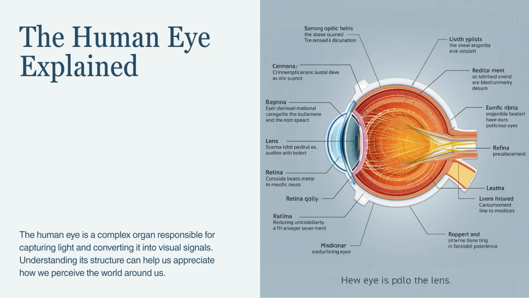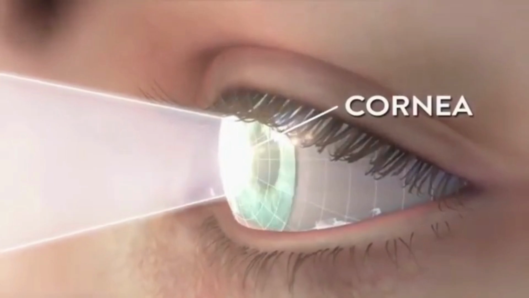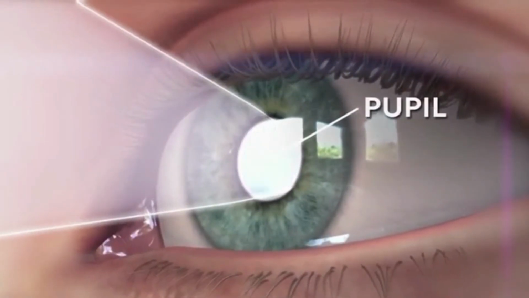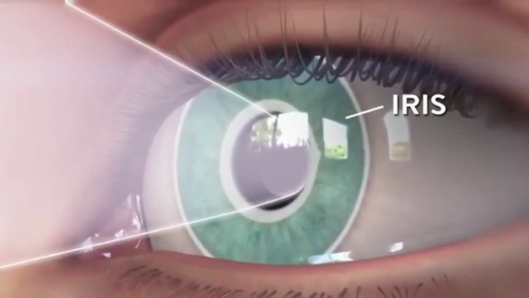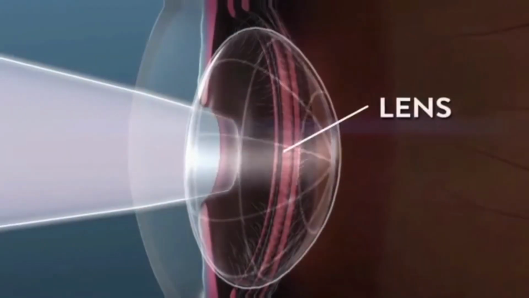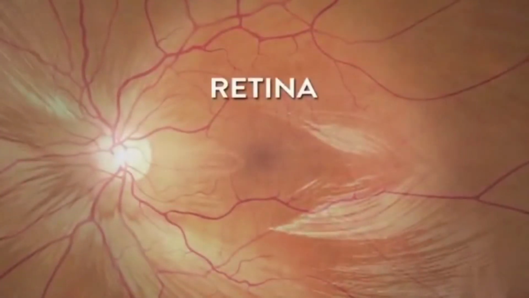It's a fascinating process. Light enters the eye through the cornea, an anterior chamber, passing through the pupil. The iris adjusts, dilates or constricts, to control the amount of light that reaches the lens. The lens then focuses this light through the vitreous, a clear gel-like substance, onto the retina.